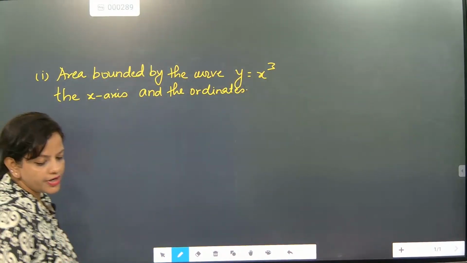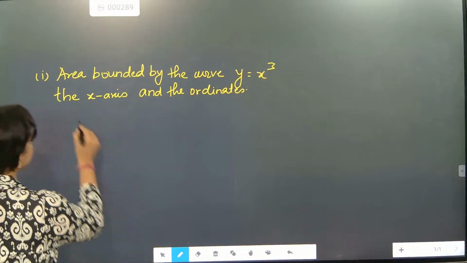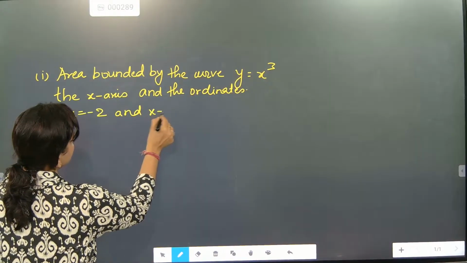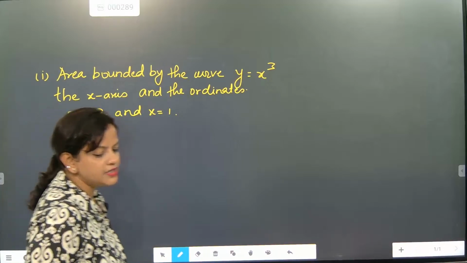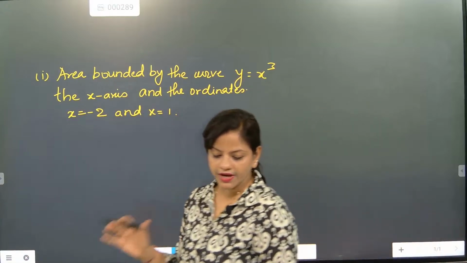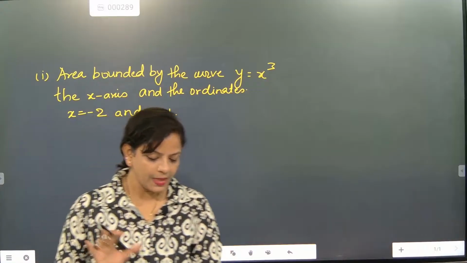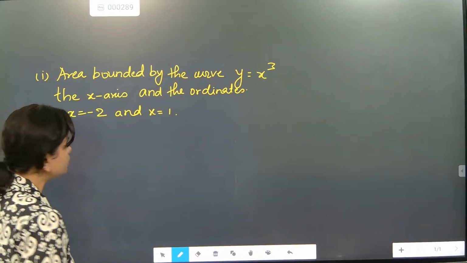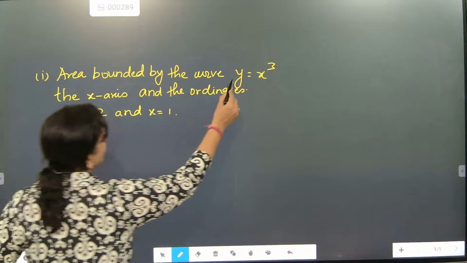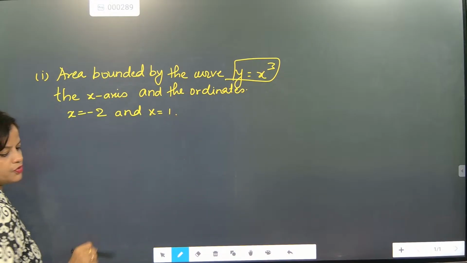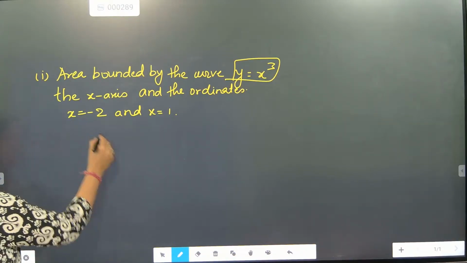Now what ordinates are we talking about? x is equal to -2 and x equal to 1. So we have to find the area bounded by these regions, x is equal to -2 and x is equal to 1. Now what can be the expected answer for this? First we have to know the graph of y is equal to x cube. So first we have to draw the graph of y is equal to x cube.